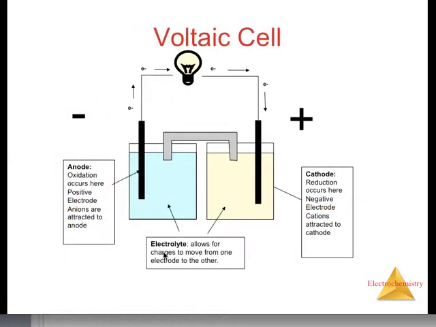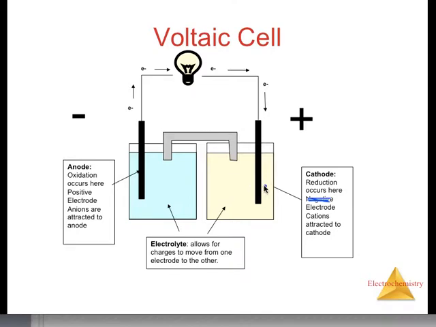Main differences, or actually let's review a voltaic cell real quick here. With something like a voltmeter, in this case we're going to use the energy from the spontaneous redox reaction to light a light bulb. The electrons travel towards the cathode. At the cathode is where reduction occurs. It's the positive electrode. Cations are attracted to the cathode.